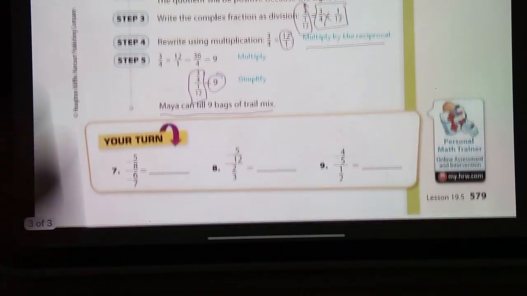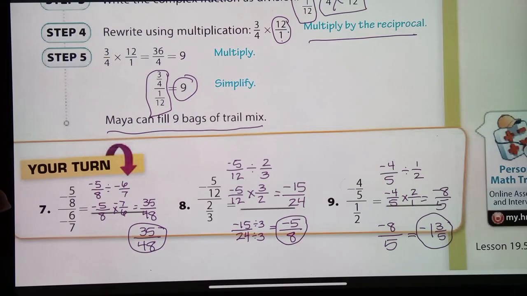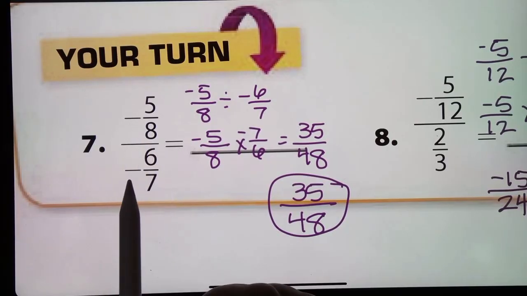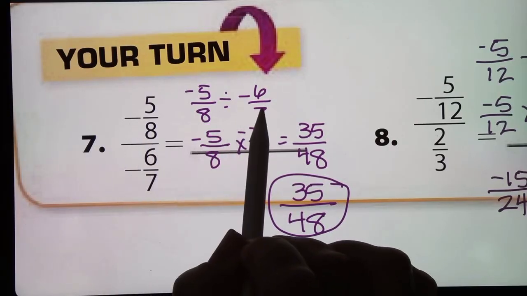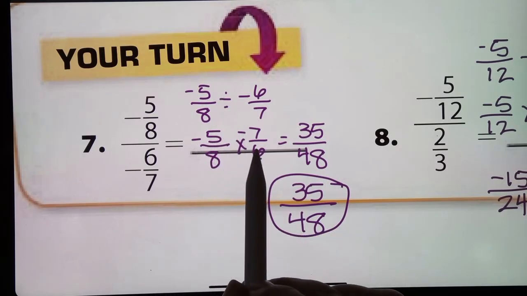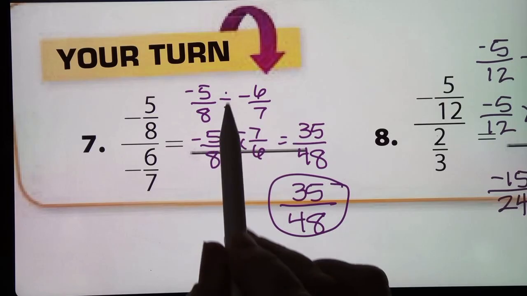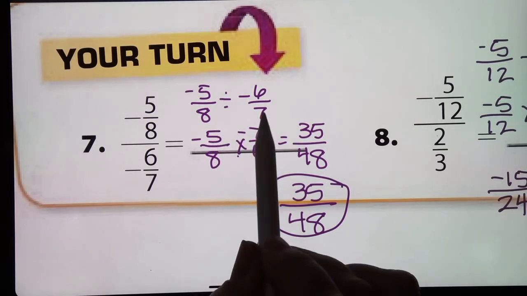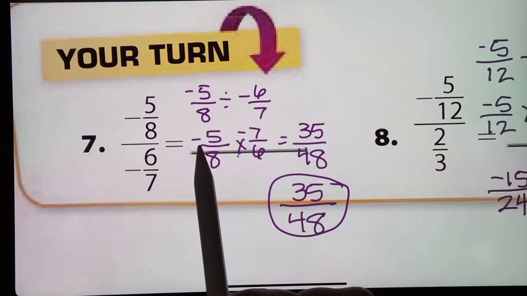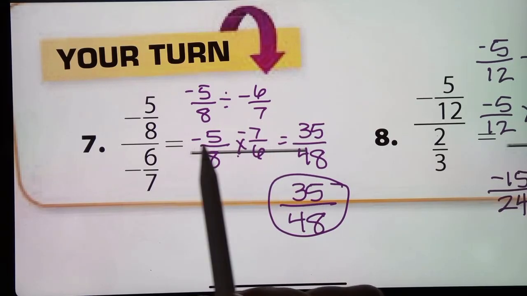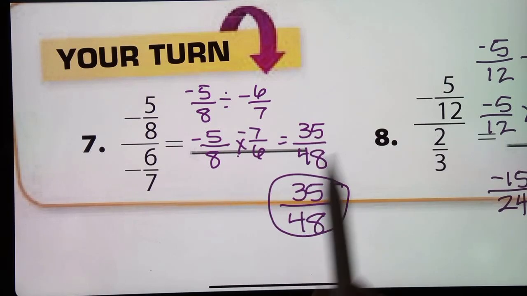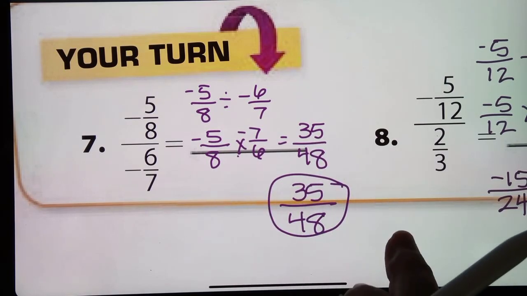Go ahead, try your turn, come back and check your answers. We're going to start looking at number 7, -5/8 divided by -6/7. I rewrote it looking like this with my division symbol. In order to divide fractions, you keep the first fraction, change the division to multiplication, give the reciprocal, so it becomes -7/6. Now I multiply my numerators. -5 times -7 is +35, and 8 times 6 is 48. My answer is 35/48.